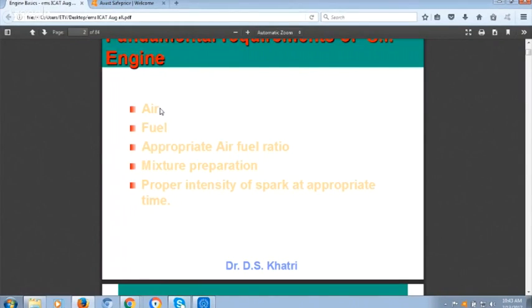So now I summarize. Air and fuel is important. Air fuel ratio is important. Then appropriate intensity of the spark at appropriate time. If I want to manage all these things, for that I need an engine management system.